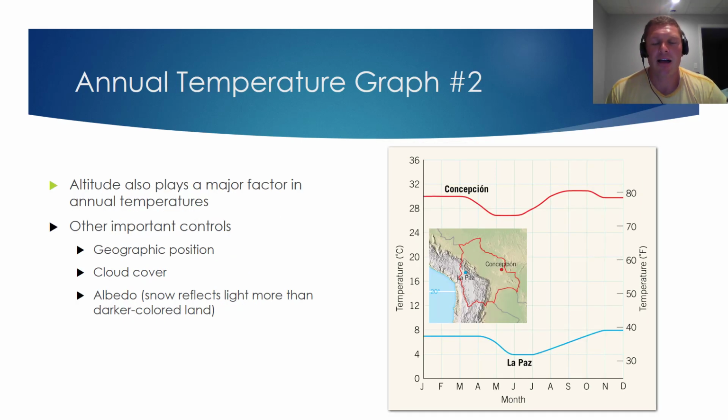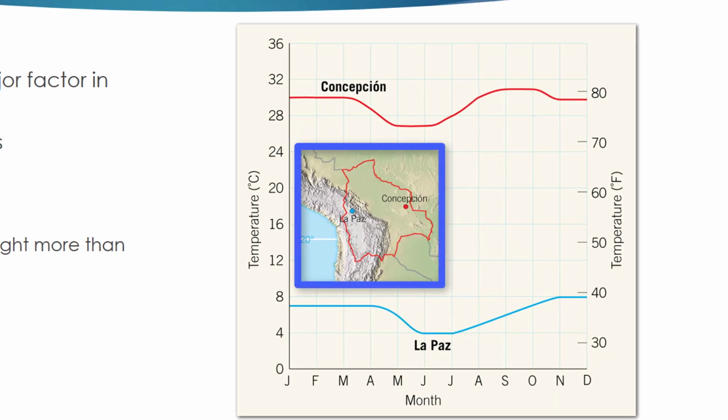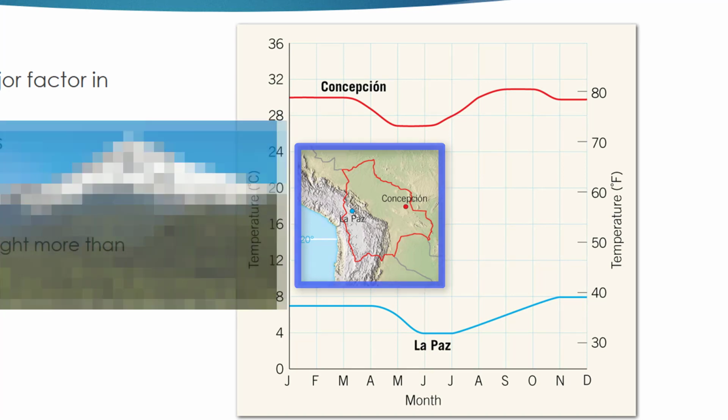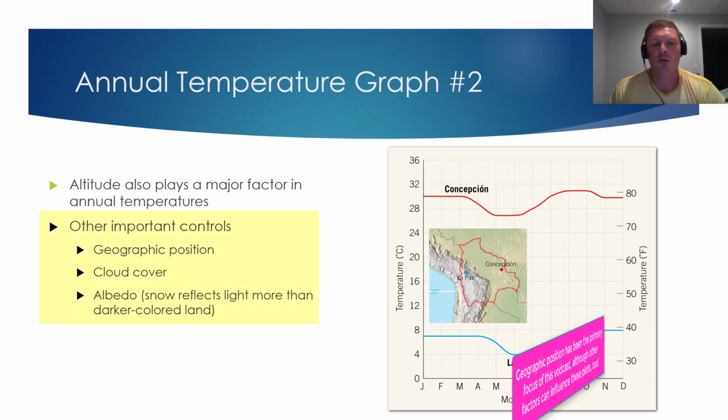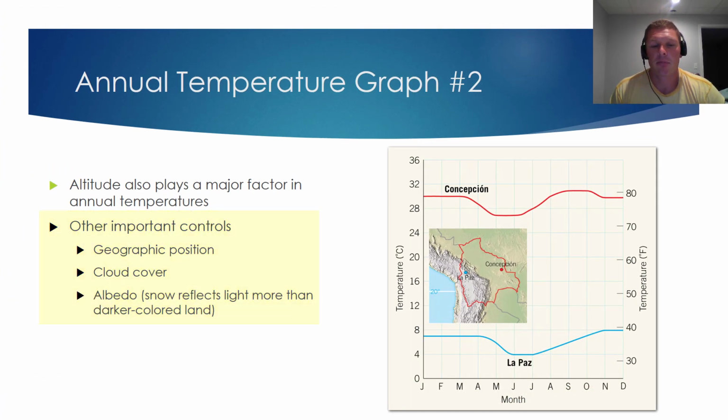Now in this particular plot, the difference that we see between Concepcion and La Paz is based on altitude or elevation. La Paz is located at a fairly high altitude in the mountains, and Concepcion is pretty far east of that mountain belt. What this plot basically shows us is that altitude can also have a substantial impact on climate. That probably makes sense if you've ever seen the Rocky Mountains and you've seen the snow caps towards the top of them. The higher you go up into the mountains, the colder it'll get. Other important controls include geographic position, cloud cover, and albedo.